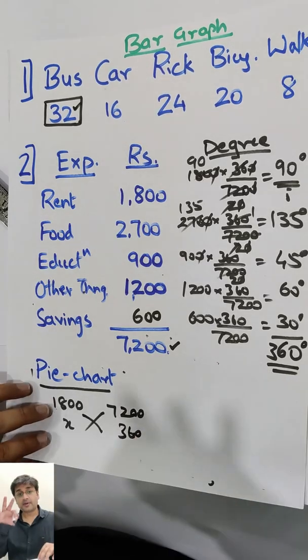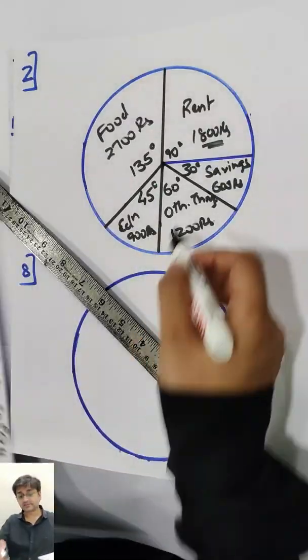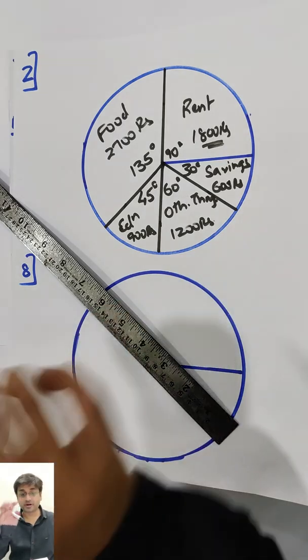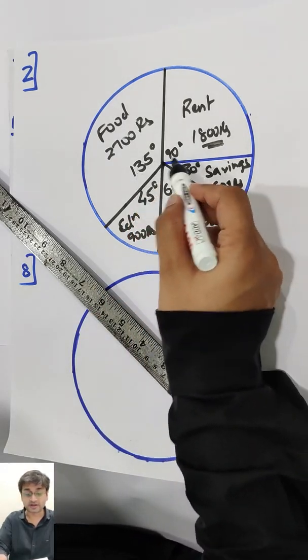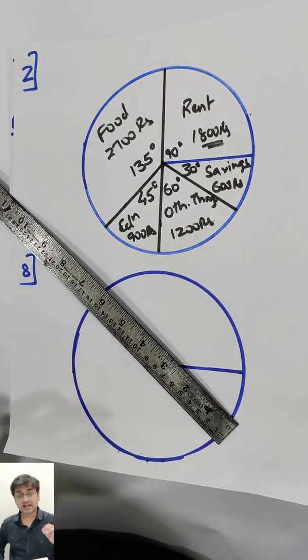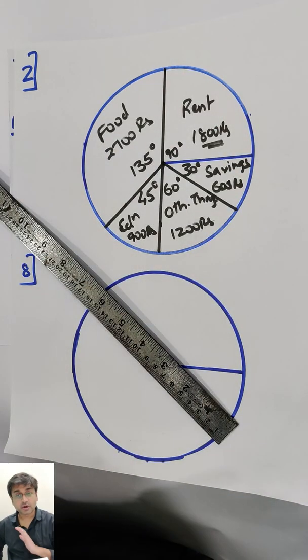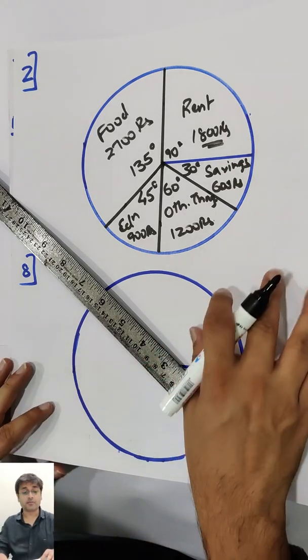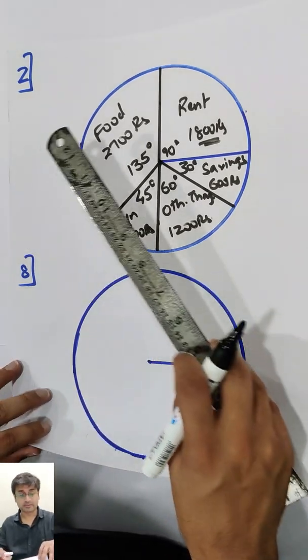That's second part. Part 3, draw degrees. And part 4, decorate. That means write all the degrees, write the items, and write the value. All this has to be done in pencil. You cannot do anything with pen. The board doesn't allow. So please stick to pencil.